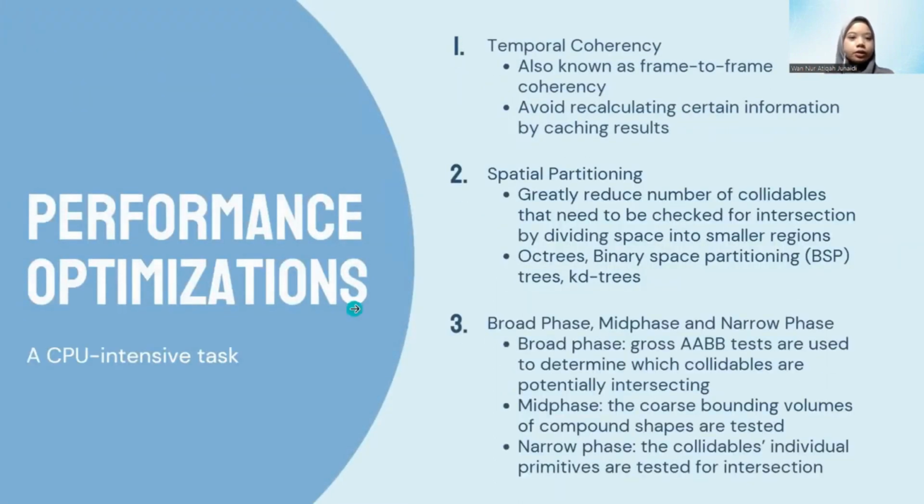Next is the performance optimizations. There are three, which are temporal coherency, spatial partitioning, and phases. So the first one is to avoid recalculating information by caching results. The second one is dividing space into smaller regions, and the third one is that there are several phases to optimize the performance.